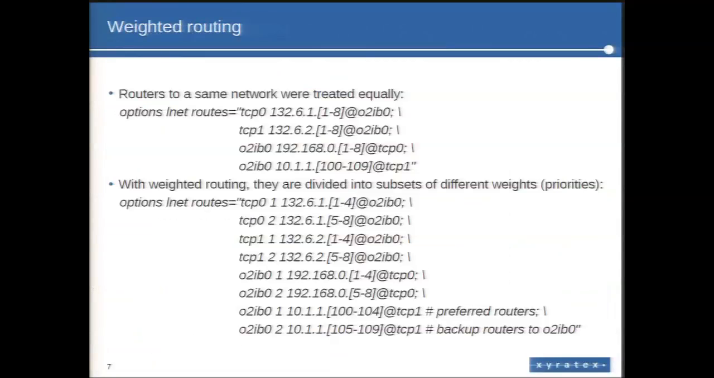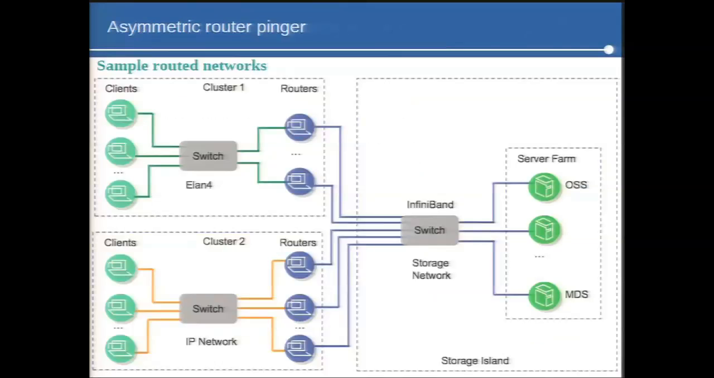And the next one is the weight routing. So in the picture here, all the routers to the server network or to the client network are treated the same way. So clients and servers will try to distribute the load evenly among the available routers. But the problem with that is in a larger network, it's often impossible to connect the routers to the servers on the same switch. So in other words, some routers will be closer to the servers and some would be further away, and the path between the routers and the servers would involve inter-switch links.